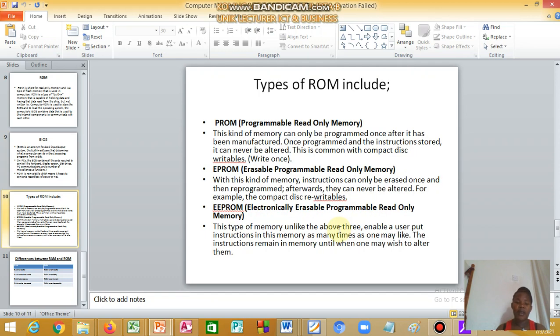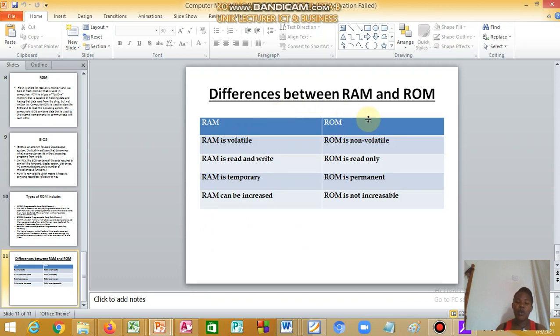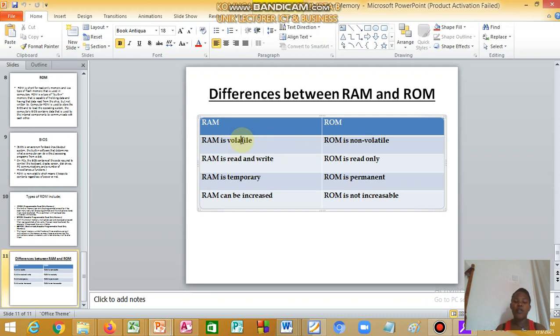We have types, just as you can see. The differences between RAM and ROM: random access memory is volatile and ROM is non-volatile. Here it can easily flash off, which is different from read-only memory. Random access memory is read and write. You can read and write on it, while read-only memory, you can only read from it. RAM is temporary, while ROM is permanent. RAM can be increased, you can change it, you can increase it, while ROM is not increasable.